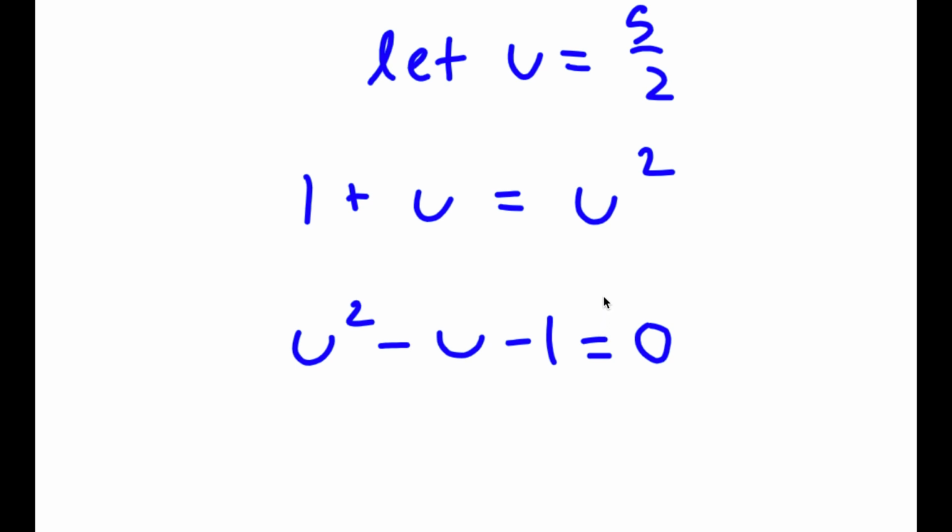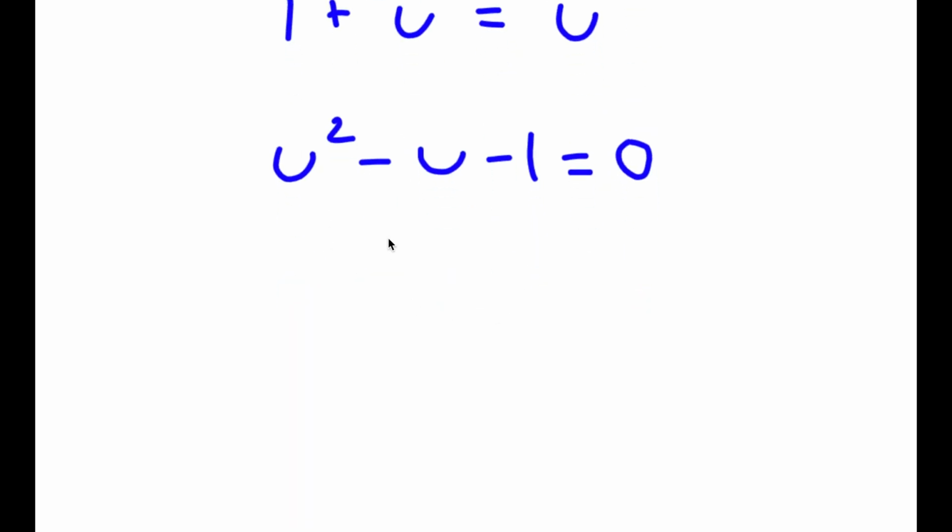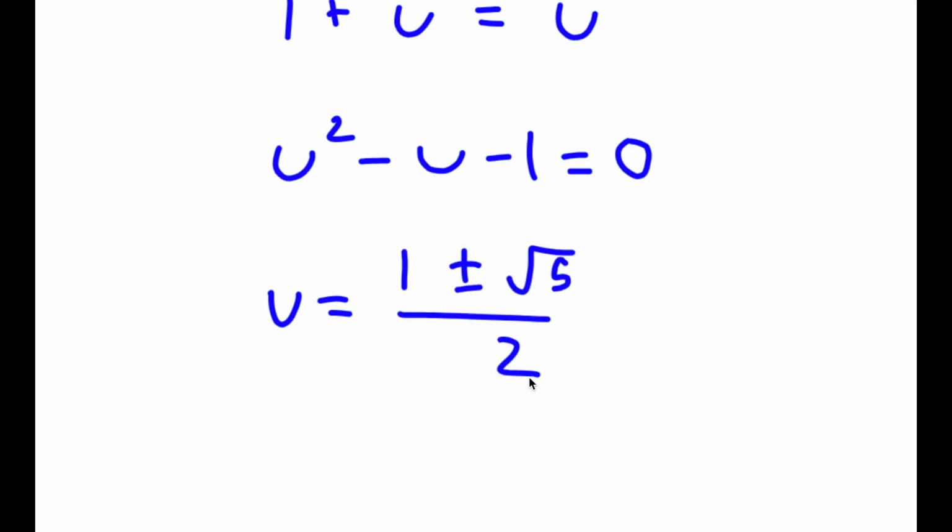So now if I rearrange this, I get u squared minus u minus 1 is equal to 0. So I'm going to use the quadratic formula to solve this. I'm not going to waste your guys' time, but if you do end up using the quadratic formula, you should get u is equal to 1 plus or minus the square root of 5, over 2.